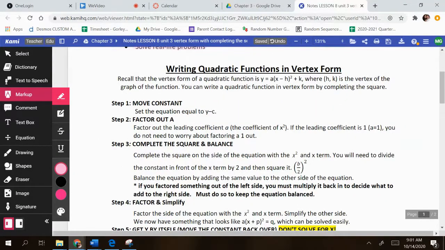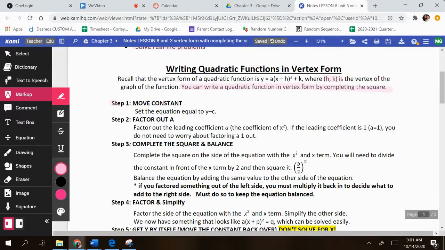Recall that the vertex form of a quadratic function is a(x - h)² + k, where (h, k) is the vertex of the graph of the function, right? We like our functions to be written in vertex form because then the left, right, up, down shifts make it easy to identify the vertex. You can write a quadratic function in vertex form by completing the square.